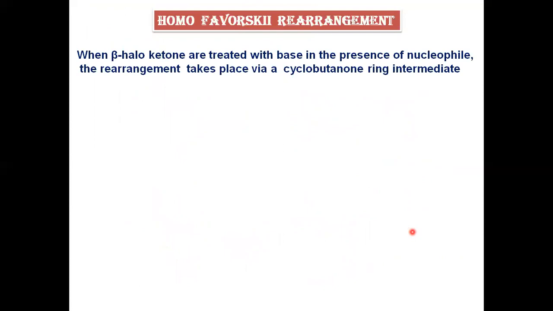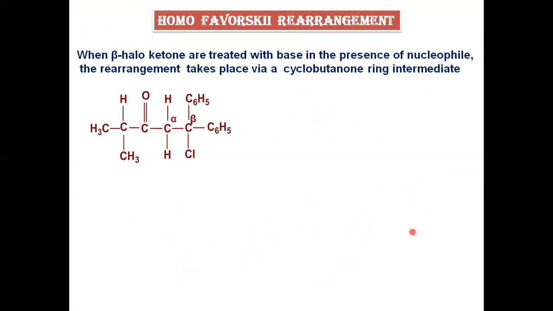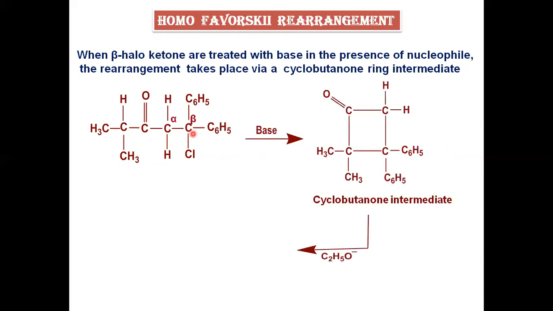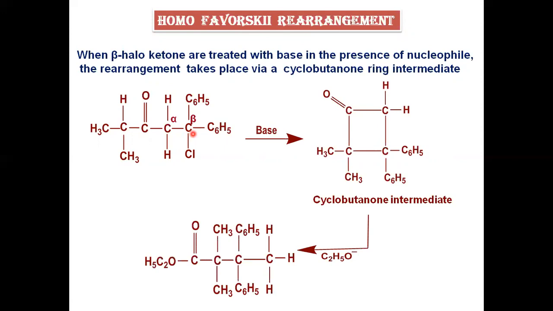Another variation is the homo-Favorskii rearrangement. In place of alpha-haloketones, beta-haloketones are subjected to the Favorskii rearrangement. Since the halogen is present on the beta position, from the alpha position to the adjacent beta position, 4 carbons are involved. So in place of the cyclopropanone intermediate, there will be formation of a cyclobutanone intermediate, and after reaction with a nucleophile, it will give the product.